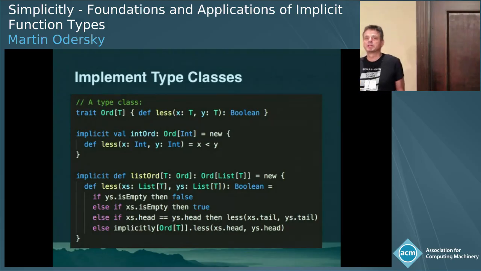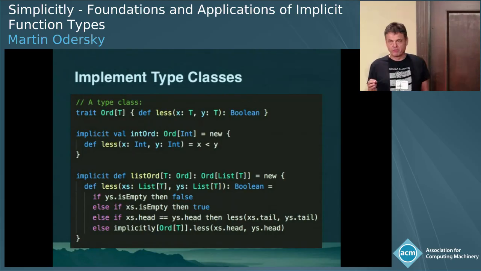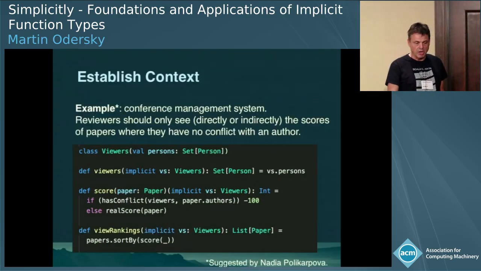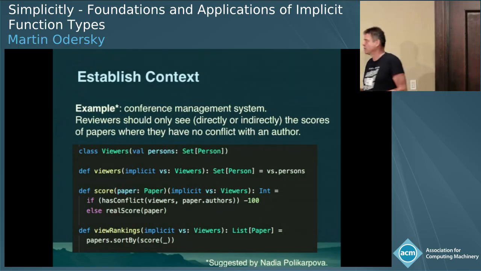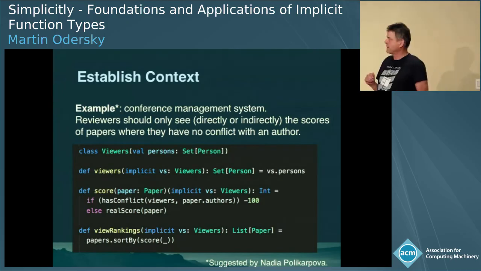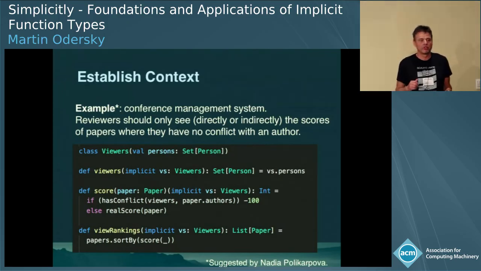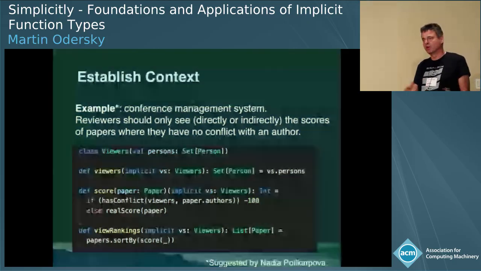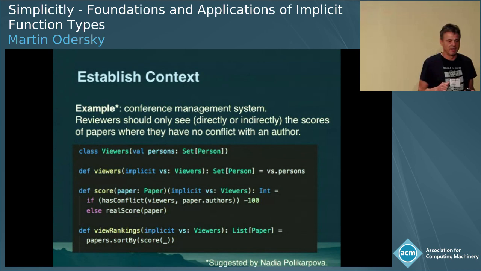But implicit parameters can actually do more than what type classes do, because they give you a very fine-grained way to establish contexts. So here's an example that Nadia originally proposed to me, a conference management system. In a conference management system, you have a rule that an author should never view a review of their papers. So if there's a conflict between the viewers and the authors, then you shouldn't be able to view the paper.